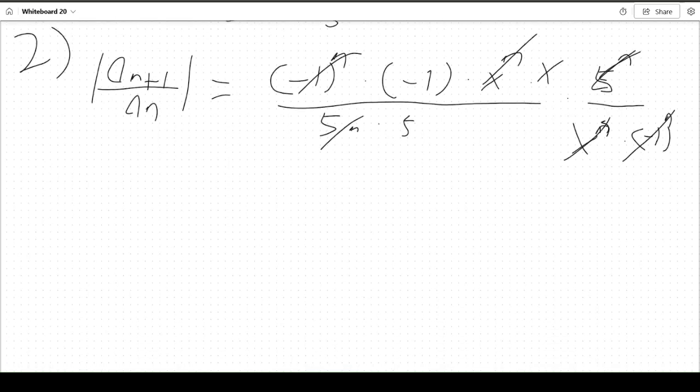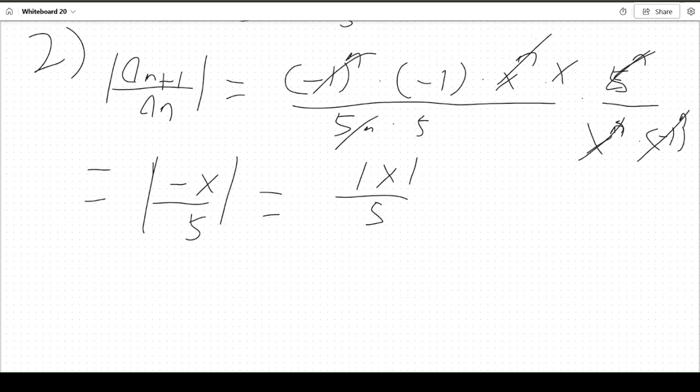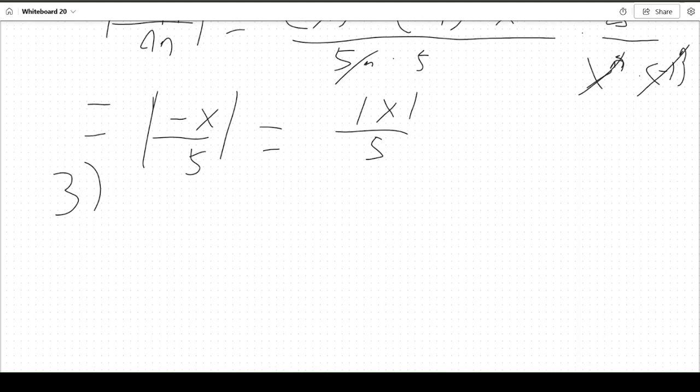What we have left is the absolute value of x over 5. Now, the final step is to take the limit. We have to take the x variable out of the limit, so this could be simple. So it'll be 1 over 5.